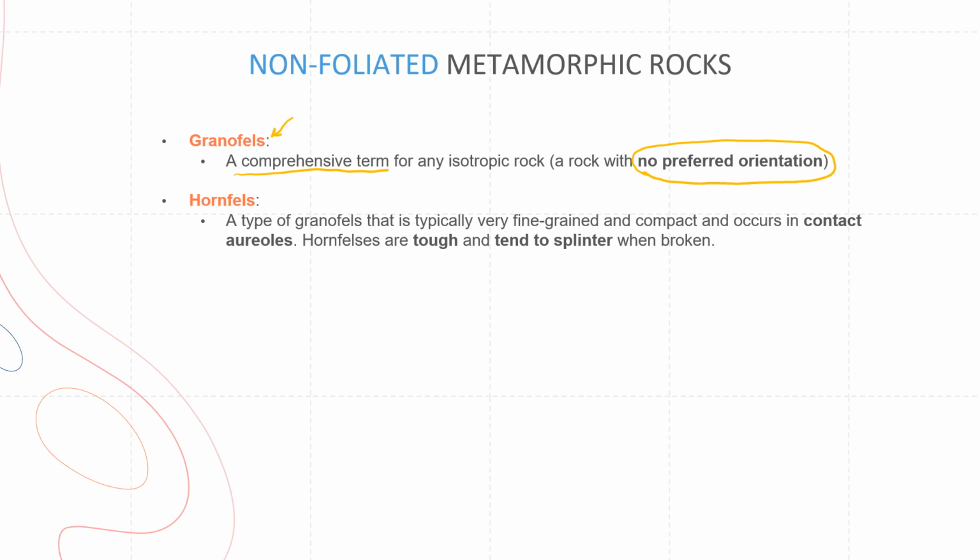And if you want it to be a little bit more specific, then we have hornfels. Hornfels are a type of granofels that typically shows very fine grains. They're very compact and usually occur in contact aureoles. Hornfels are tough and they tend to splinter when broken. And that is it. Those are the two terms that we will use with non-foliated metamorphic rocks. Simple.